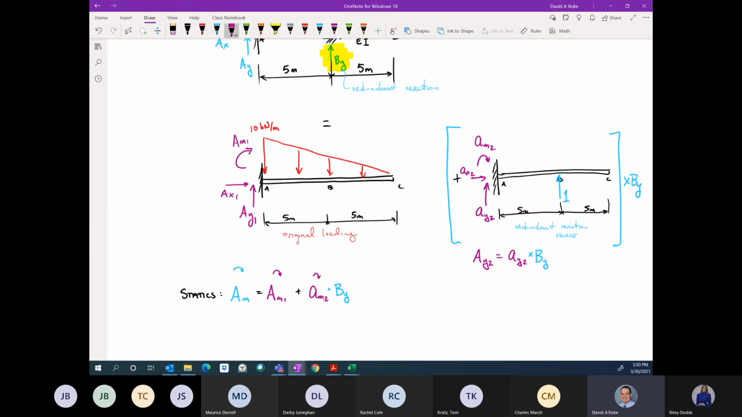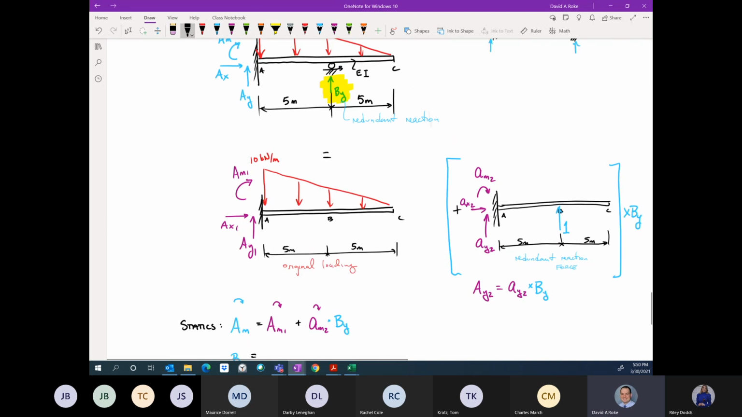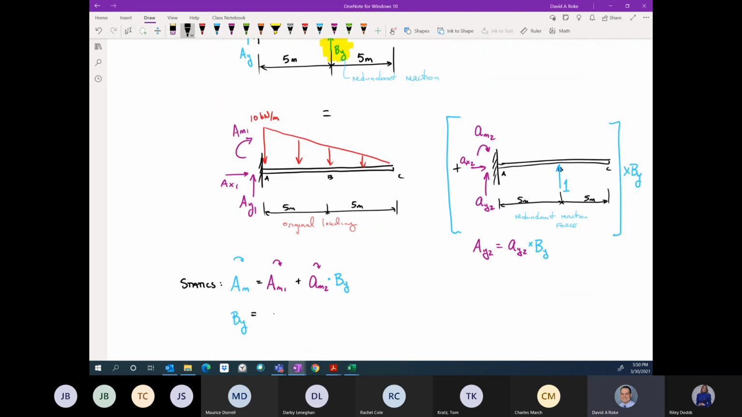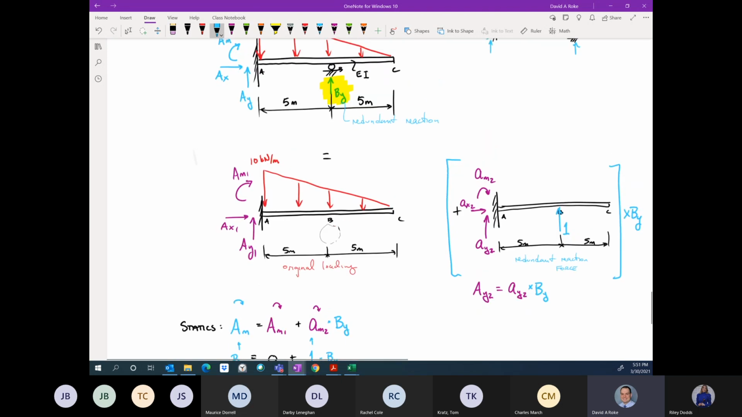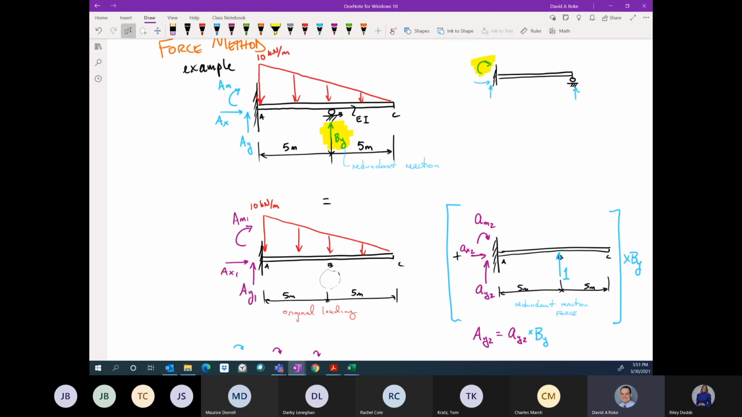And so this statics condition is true of every quantity. So we're looking at the force at B. I have By in the original, in the indeterminate problem. Well, that's equal to 0 from this problem, right? There's no force at B here, plus 1 times By. Again, we're looking at these as both being upward. So our statics is satisfied from the indeterminate problem and these two combined determinate problems.